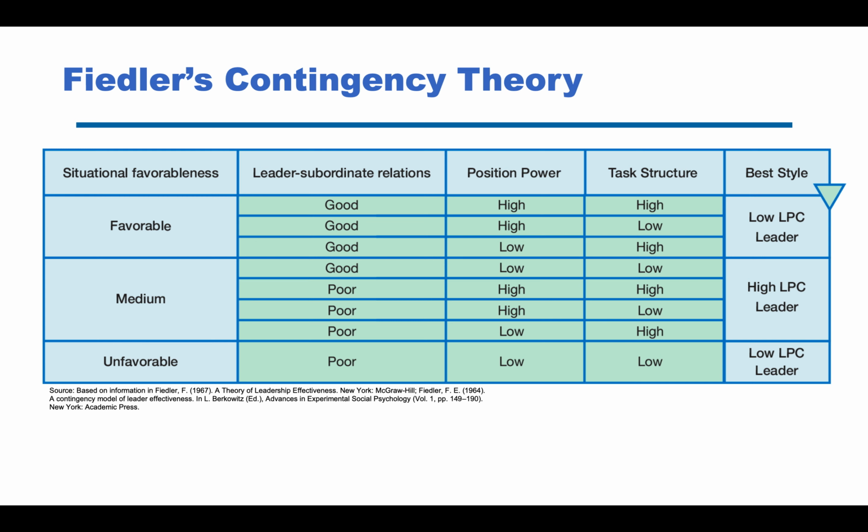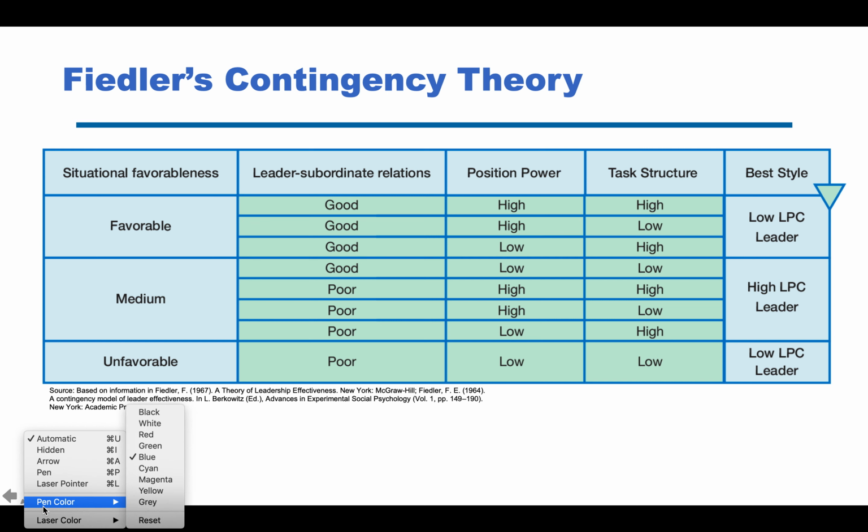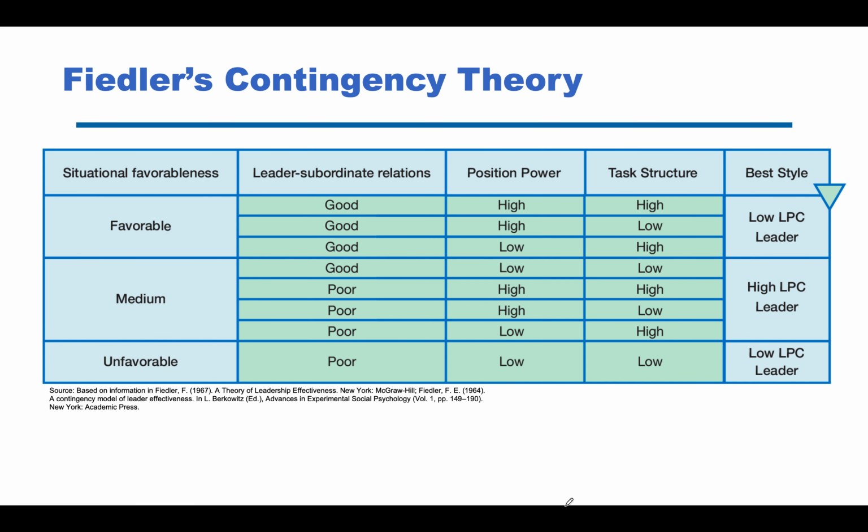So how do we figure out what kind of a leader we need, right? So that's what we're going to do on this slide. It looks a little messy, a lot of columns and rows, but essentially over here on the right side, these are the styles, right? You can be a low LPC leader, meaning that you're task-oriented. You can be a high LPC leader, meaning that you are people-oriented.